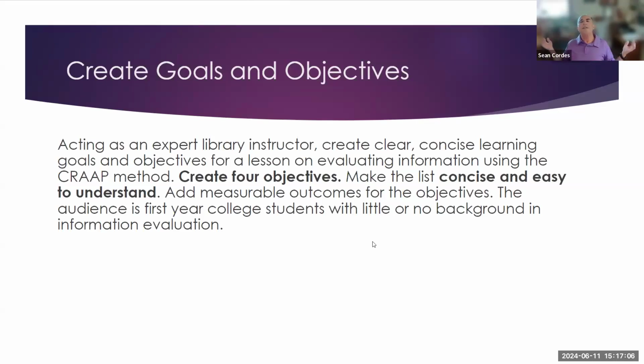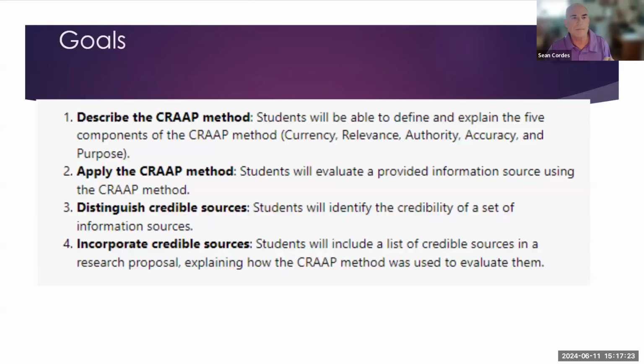I tell it who I'm teaching to. If I'm teaching to graduate students, their knowledge of evaluation techniques is going to be different than if I'm teaching first-year students. So I want to make sure the AI knows that we're looking at entry-level students. And so for goals and objectives, I'm looking at my goals and objectives here. And here's the goals that it gave me. So it asked to describe the CRAP method.